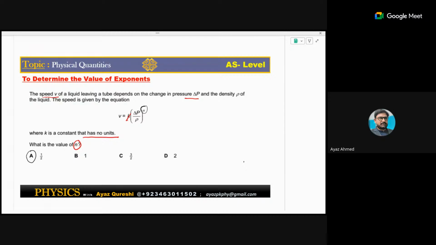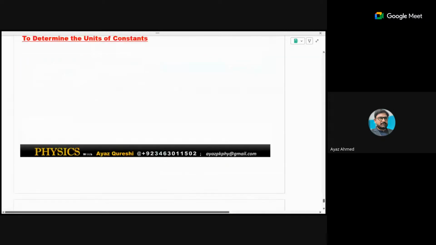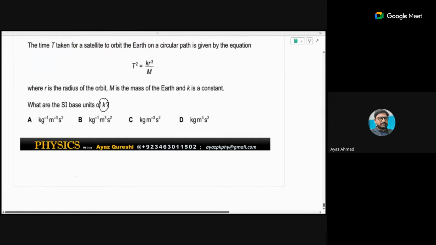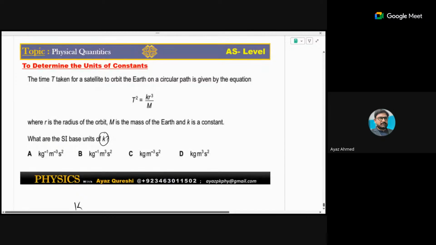The last aspect is to determine the unit of any constant. We have practiced this. How did we practice? You have to make that constant the subject and simplify it all. For example, here you have to find the SI units of k. So you will make k the subject. It will be t square m divided by r cube.